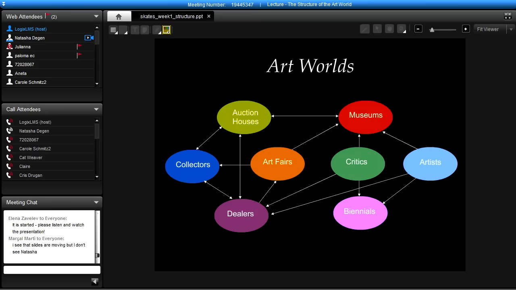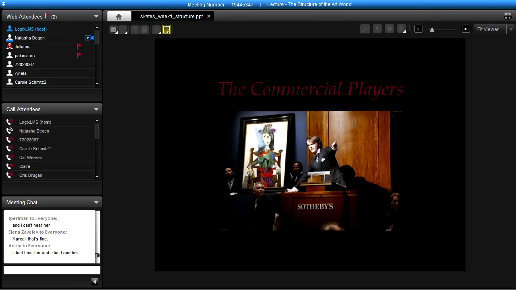Well, what I'm going to be discussing today is the actors, organizations, and institutions that comprise the art world, so both commercial and non-commercial players. I'm going to be moving to the next slide, so hopefully you can see this. What do I mean by actors, institutions, organizations? Well, I'm talking about the entities, most of which many of you will be familiar with, that are on the screen here. So from collectors to auction houses, art fairs, dealers, museums, critics, regular exhibitions such as biennials and triennials, and artists.